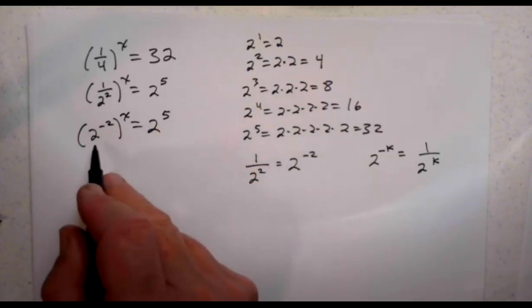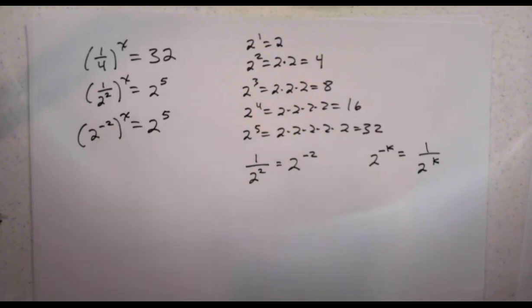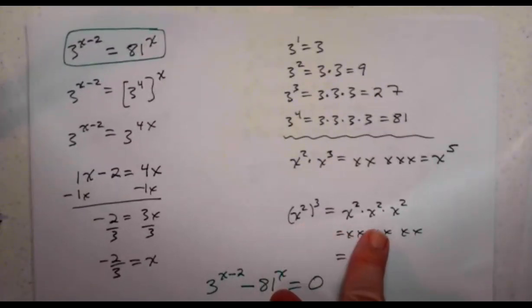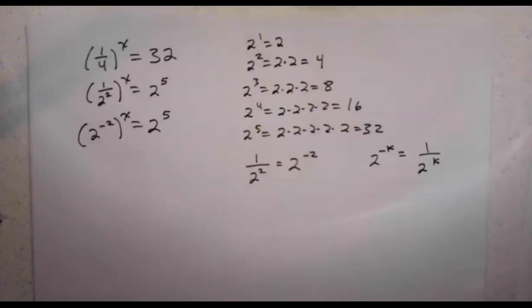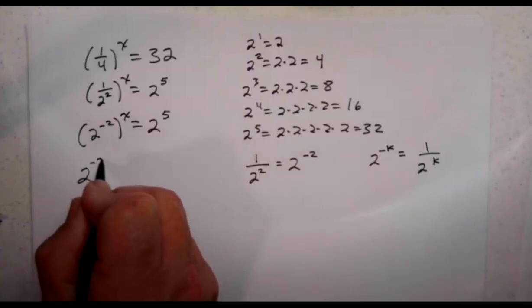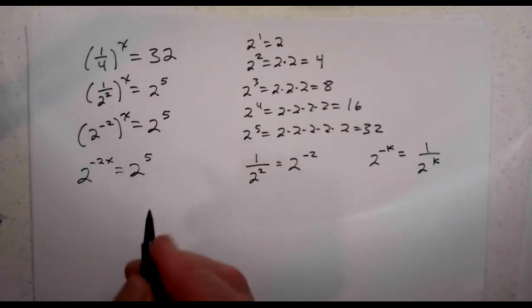So I've got a power raised to a power, and we saw earlier when that happens, we multiply the exponents. Here was our little example: x squared to the third power, x squared cubed, is x to the sixth. 2 times 3 is 6. So when you raise a power to a power, you multiply the exponents. So (2^-2)^x is 2 to the negative 2x, equals 2 to the fifth.